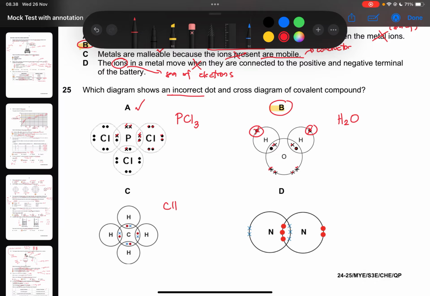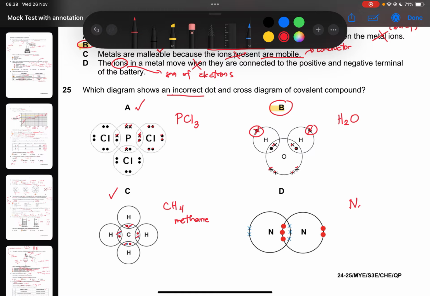Letter C is CH4, also known as methane. So you can see here how each hydrogen has 1 dot only, while our carbon has 4 X's. And then sharing makes them have their full valence electrons. So that is also correct.